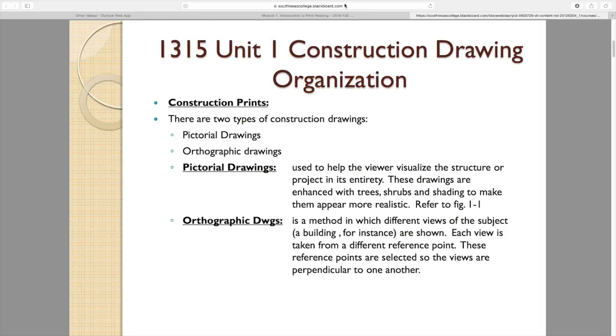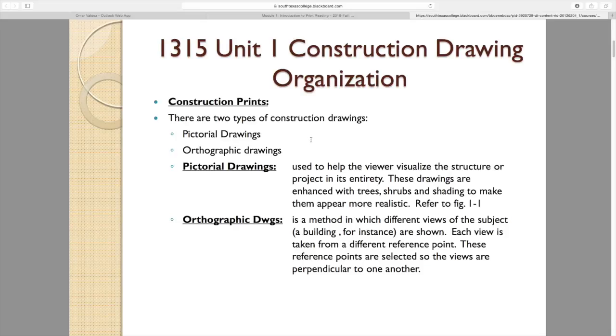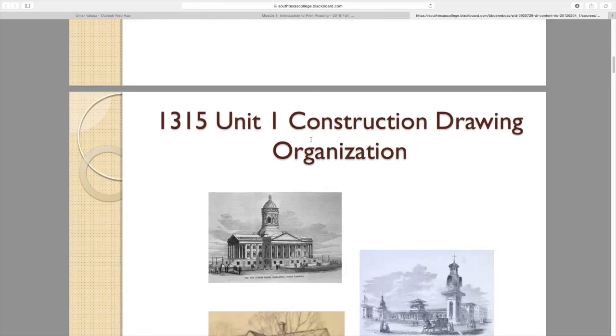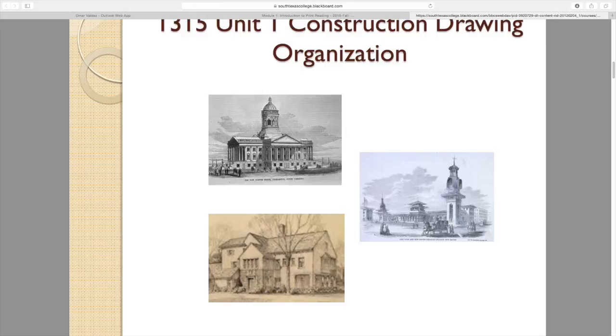You might have a pictorial drawing here and there, just to clarify information, but in reality, they're going to be orthographic drawings. Now, this again, I'm just going to overview. You read this more in detail. Here, have some samples. This is what I'm talking about.